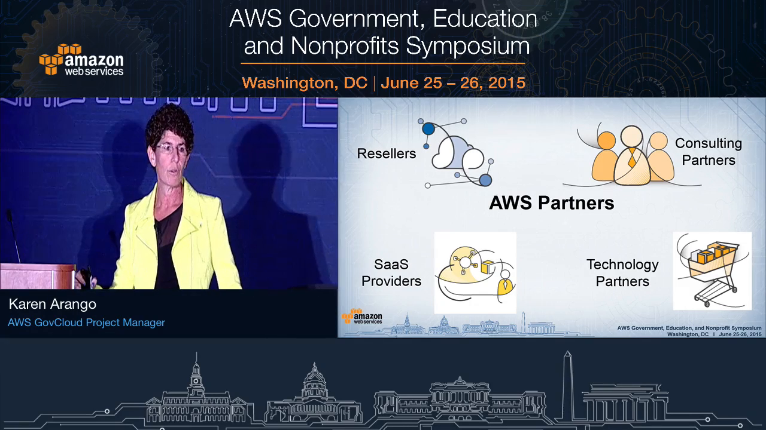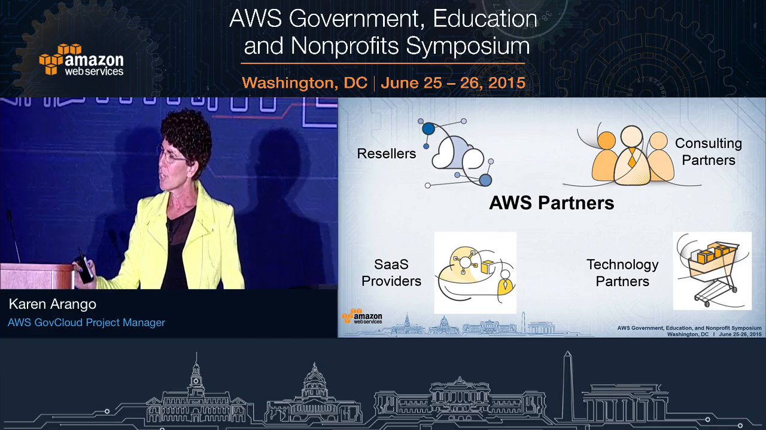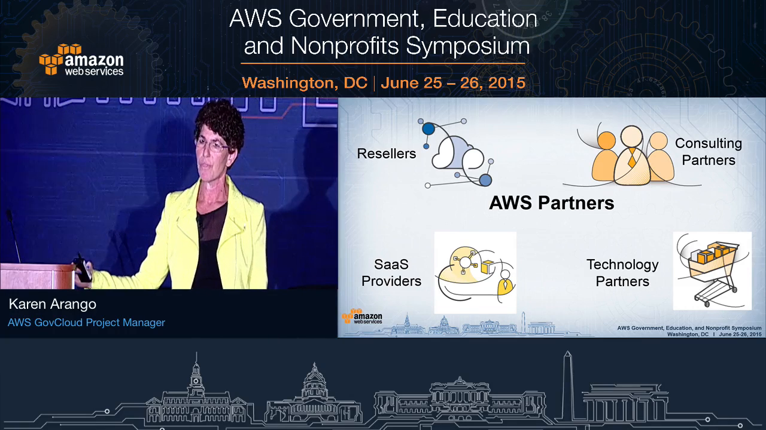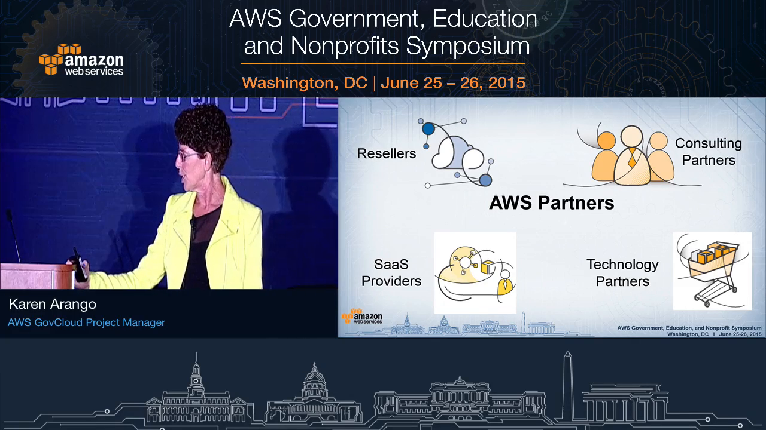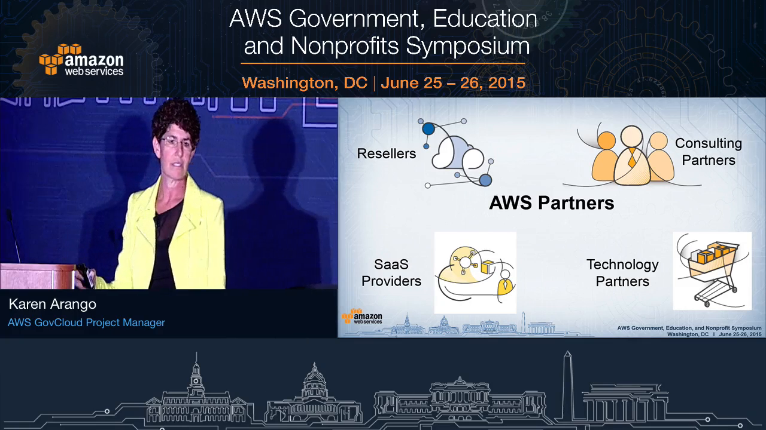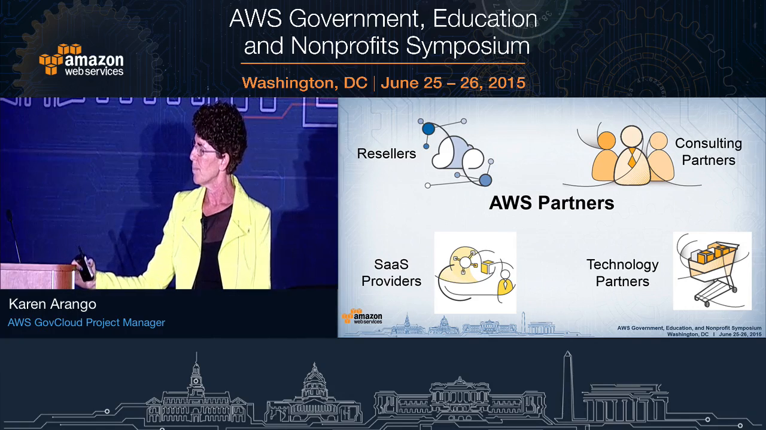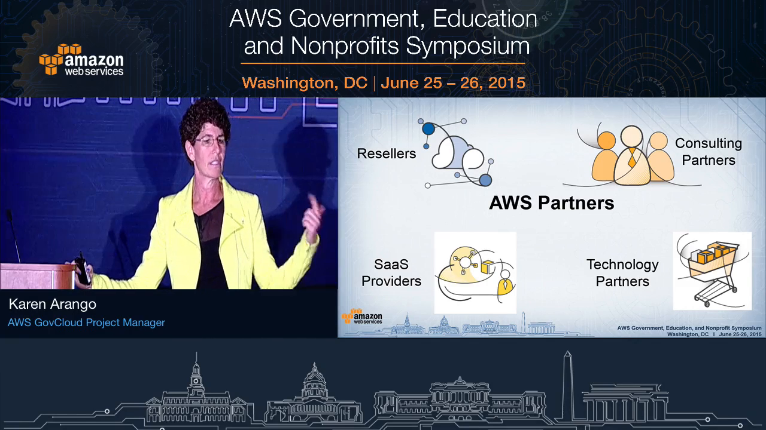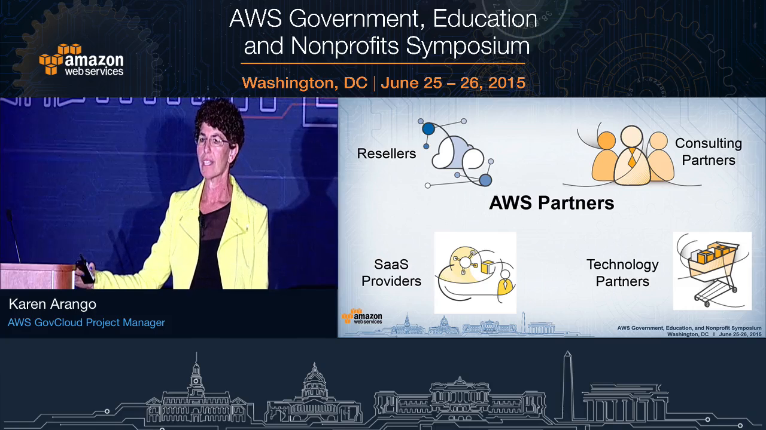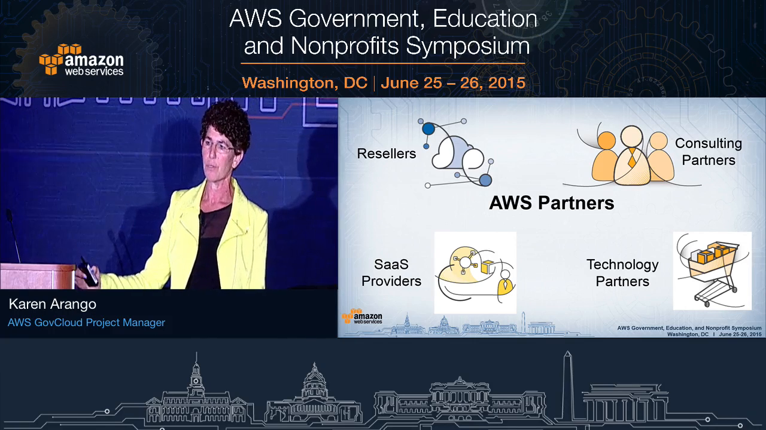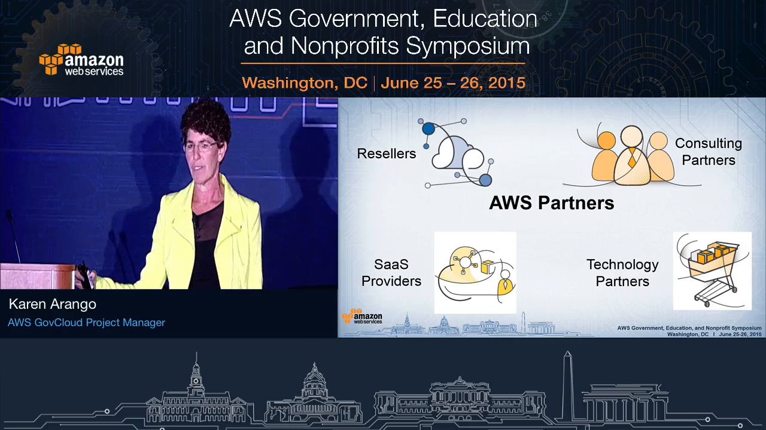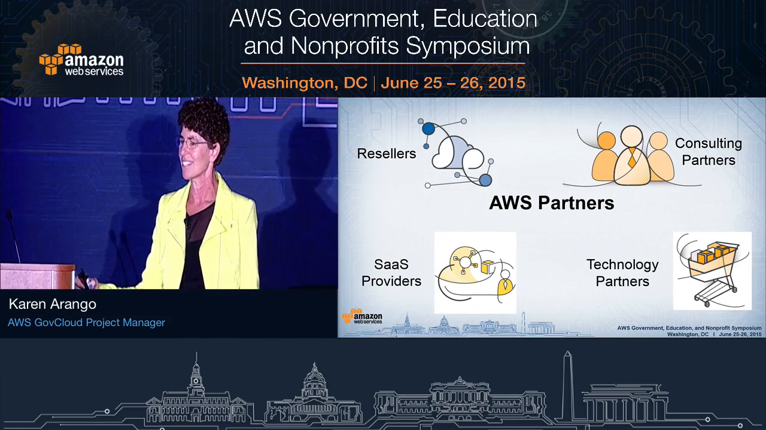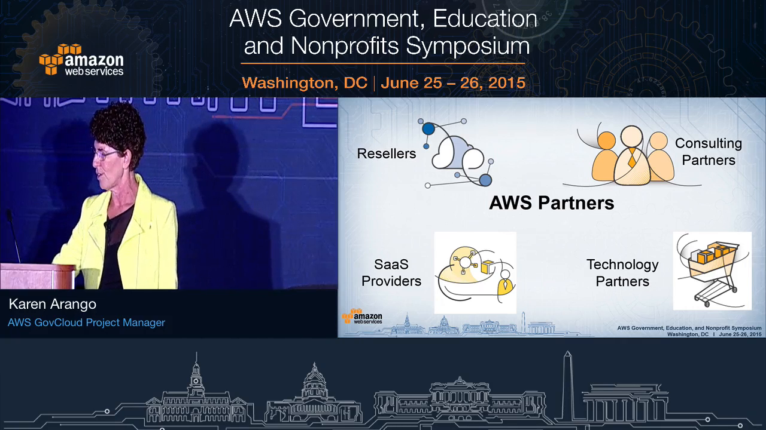We have SaaS providers, and we have a session, I think, tomorrow afternoon on, if you're an ISV or a SaaS provider, how to sell your software in GovCloud. And then technology partners, which are ISVs and people providing technology. At the moment, the AWS Marketplace, where you can do one-click purchase of software into other regions, is not yet integrated in the GovCloud region, but that doesn't mean that there's not software available. You just have to figure out how to discover it. So we want you guys to discover it. We want ISVs to figure out how to sell it. And so you can come to our session tomorrow afternoon.